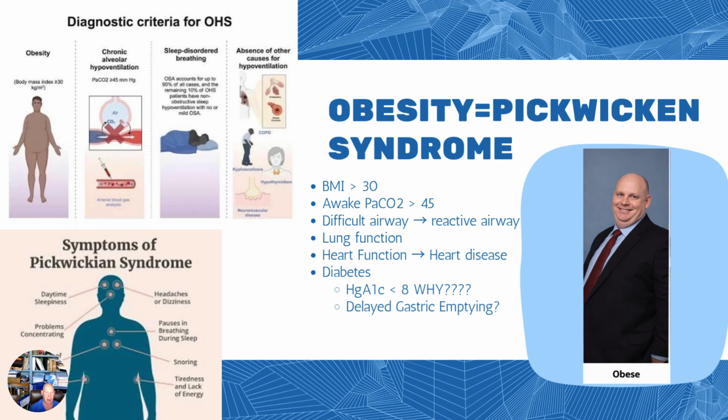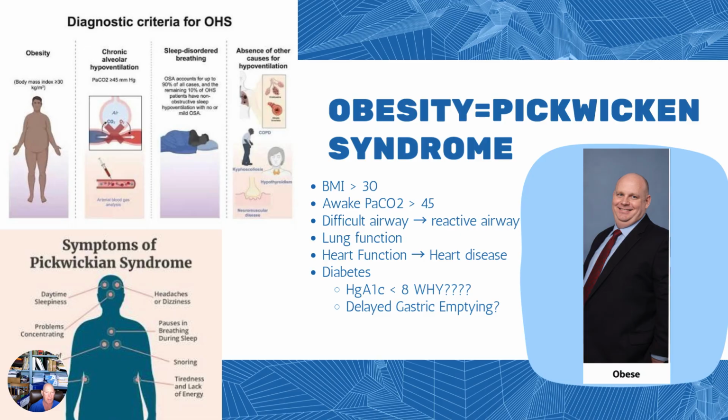As you look at an obese or a morbidly obese patient, we have a syndrome called obesity hypoventilation syndrome. The old term used to be Pickwickian syndrome. Pickwickian syndrome is usually a BMI greater than 30. The awake arterial carbon dioxide is greater than 45. Usually an obese and morbidly obese patient has a difficult airway, but they also have a reactive airway. Their lung functions are reduced because of the diaphragm being restricted by the visceral fat.